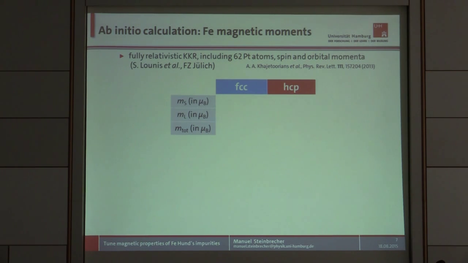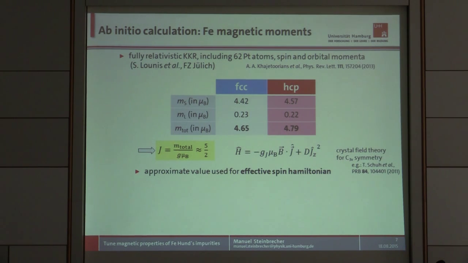Then we wanted to find out the magnetic moment of these species, and Samir Lounis' group in Jülich performed KKR calculations. And since platinum is a highly polarizable metal, you need to include a huge number of platinum atoms in the calculation, and you see that the orbital moment is nearly quenched, and we end up with a total magnetic moment of roughly 4.7 for the two species. From this we can estimate the effective spin of the system, which is iron plus platinum, to be 5/2, and put this in our effective spin Hamiltonian to model some data. And you just have to believe me, I won't show this in detail now.